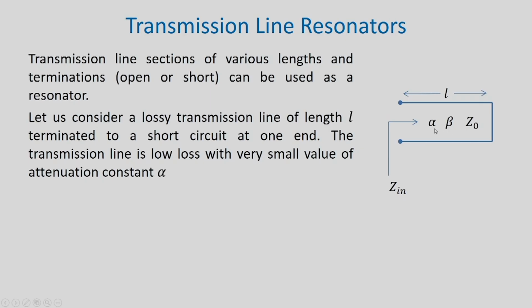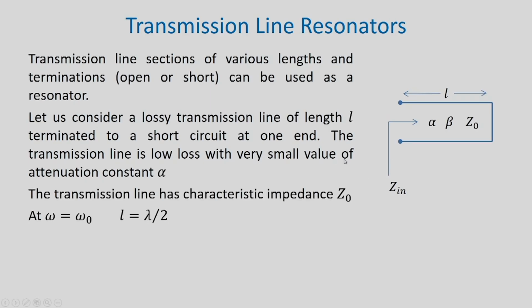We are assuming this transmission line to be of low loss type, so that alpha is very small. Now, suppose we choose the line length L in such a way that at omega equal to omega naught, L is equal to lambda by 2. So, we are essentially considering a half wavelength short circuited section of a transmission line.